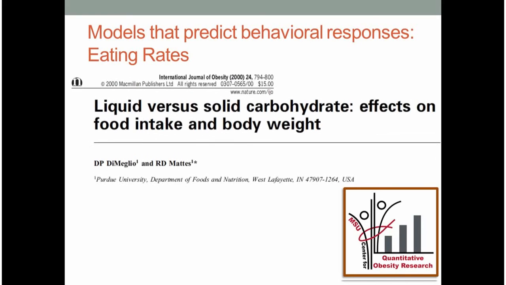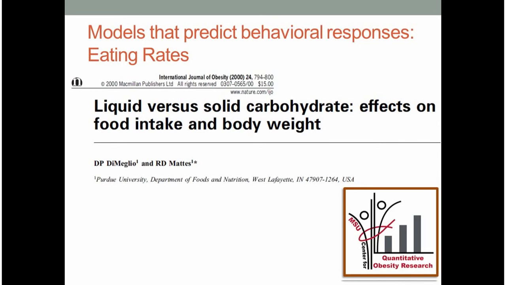But years later, a couple of years ago in fact, I had forgotten all about Corby's paper and put it aside, and I was asked by the Obesity Society to write a position statement on sugar sweetened beverage consumption in the United States. When I was developing this position statement, David Allison showed me this paper by Demeglio Mattis, which is a classic paper on liquids versus solid intake.